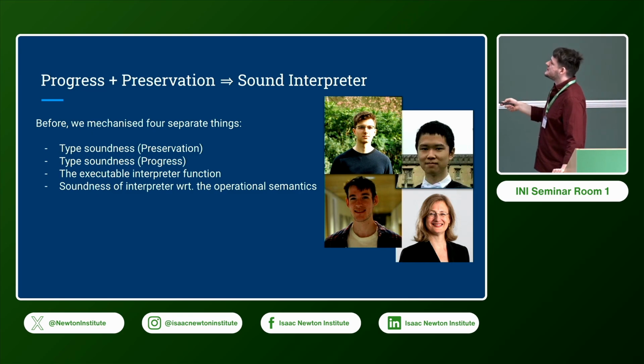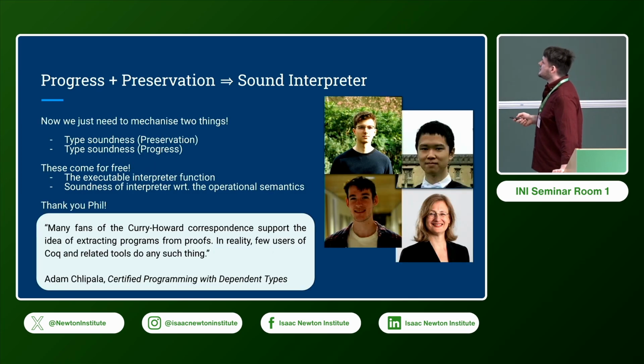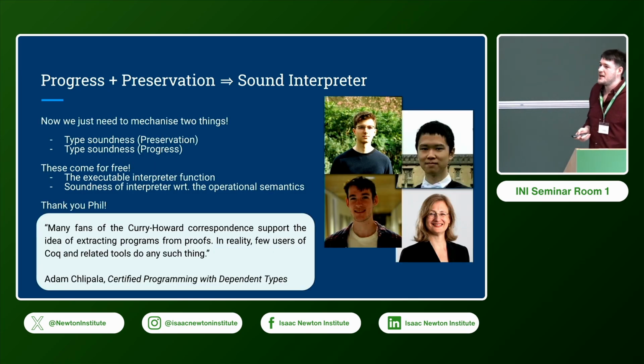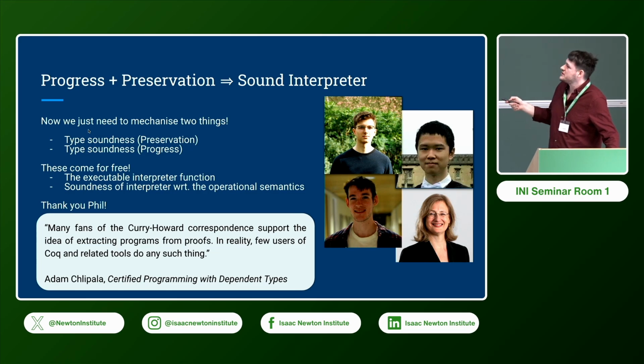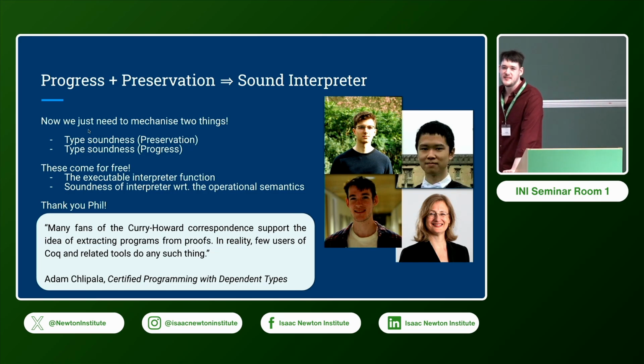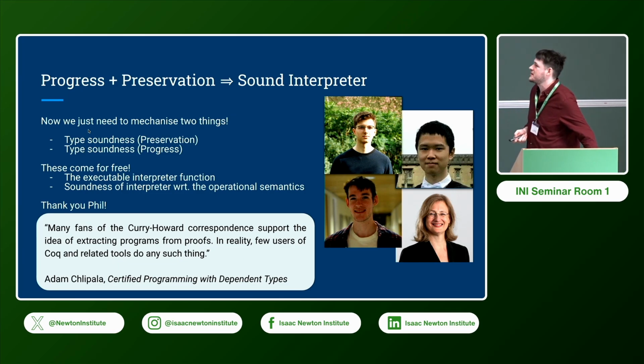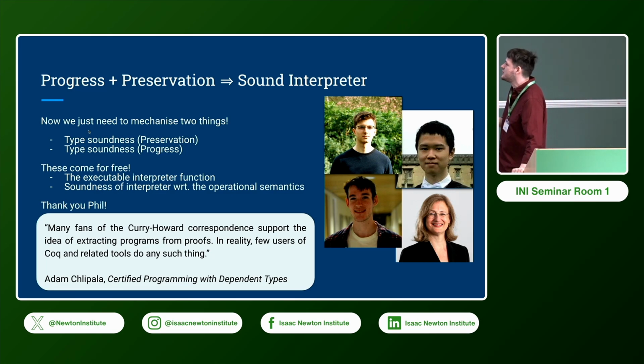Before, we were mechanizing these 4 separate things, and it turns out, yes, Phil's idea does work. You can take our existing Coq proofs of preservation and progress, which were almost constructive already, and mash them a bit to make them fully constructive. You can throw them into Coq's extraction mechanism, and you get out an interpreter that actually does run. So now, for free, we have the executable interpreter function and soundness of the interpreter, because as part of progress, you have to prove that your witness corresponds to an operational step. So now we're just proving these 2 things. And we found this very funny quote, basically saying that no one ever does this. But we did it, which is quite exciting, and it scaled to WebAssembly.